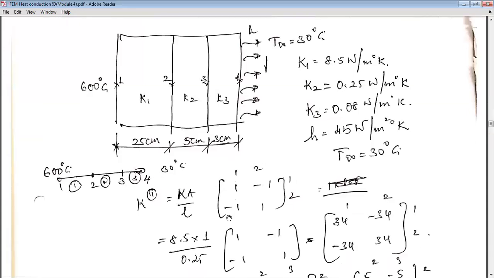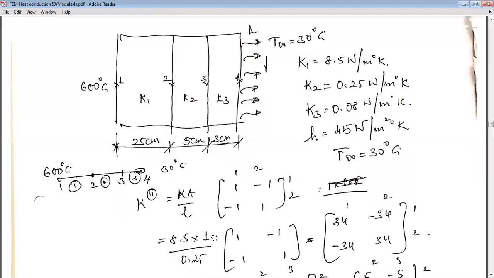Let me do the problem. So for element 1, write the conductivity matrix. From here onwards, don't write stiffness matrix. It has to be called the conductivity matrix. kA by L, 1 minus 1, minus 1 1. So this has been derived. So what are the node numbers? 1, 2, 1, 2. Okay. So we'll be observing k1. What is k1? 8.5 for the first element.